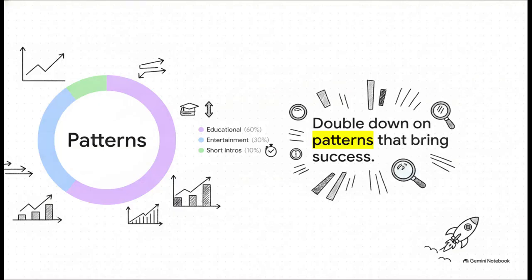So the crucial point here is finding the patterns in all that information. Let's say your data starts showing that your educational stuff performs way better than your entertainment stuff. Or maybe you notice that your shorter intros consistently give you better retention, or specific topics are just getting massive click-through rates. When you spot these patterns, you don't just say, "Huh, neat," and ignore them. You double down on exactly what is working.